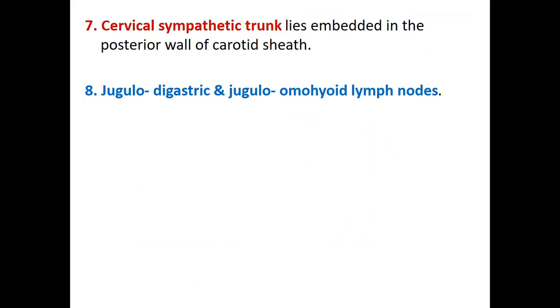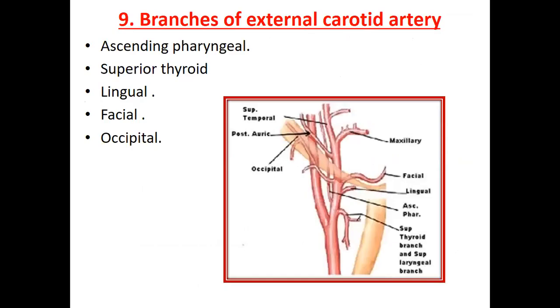Another content of the carotid triangle is the lymph nodes, the jugulodigastric and jugulo-omohyoid. The next content of the carotid triangle is the branches arising from the external carotid artery. We know that 8 branches arise from the external carotid artery. Of those, 5 branches arise within the carotid triangle. The 5 branches are: this one is the ascending pharyngeal artery, this one is the superior thyroid artery, this one is the lingual artery, this one is the facial artery, and this one is the occipital artery.